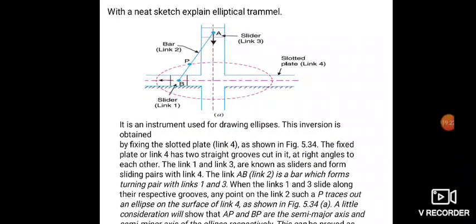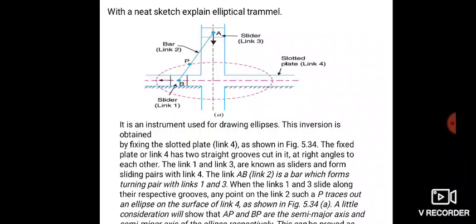Then next question, with a neat sketch explain elliptical trammel. So this is the diagram of the elliptical trammel, and the explanation regarding that: it is an instrument used for drawing the ellipse. This inversion is obtained by fixing the slotted plates. It is shown in the above figure.